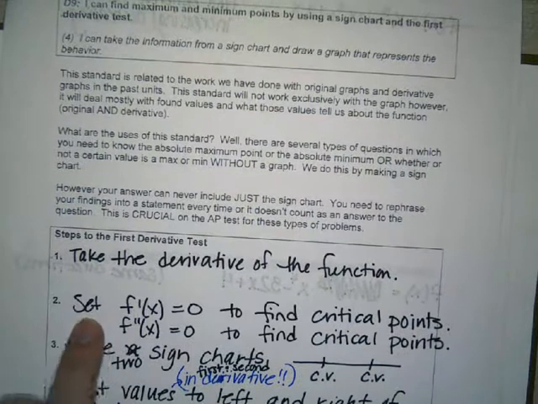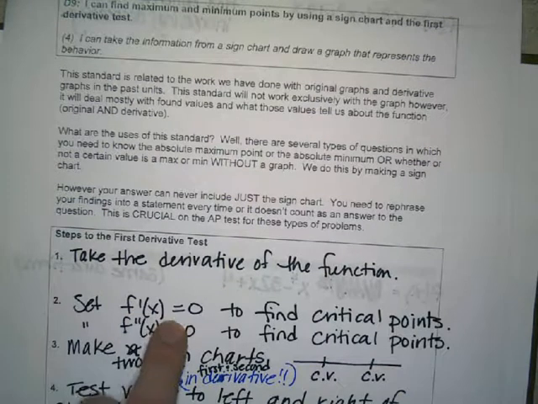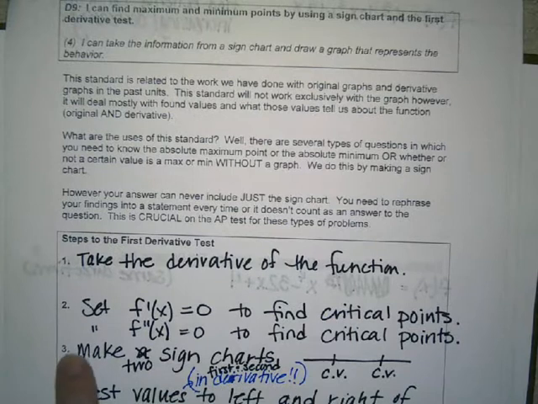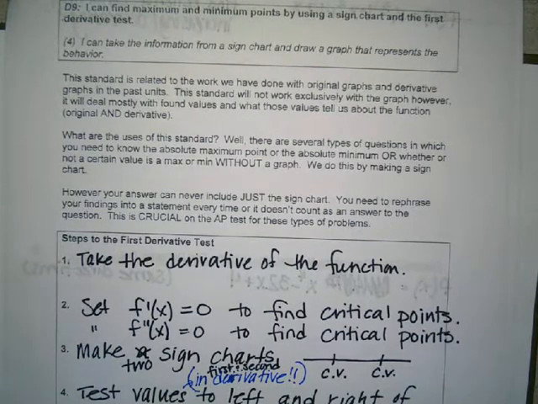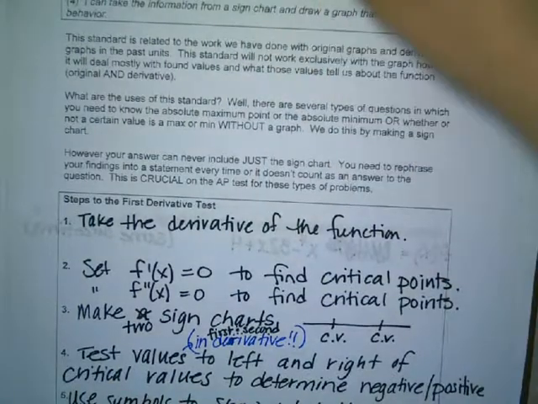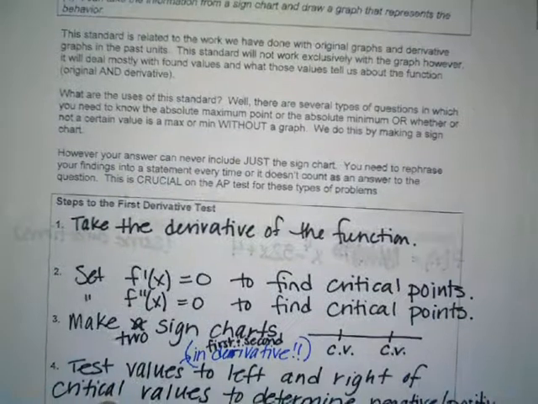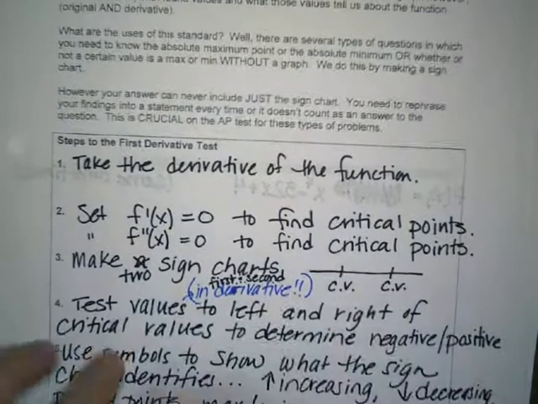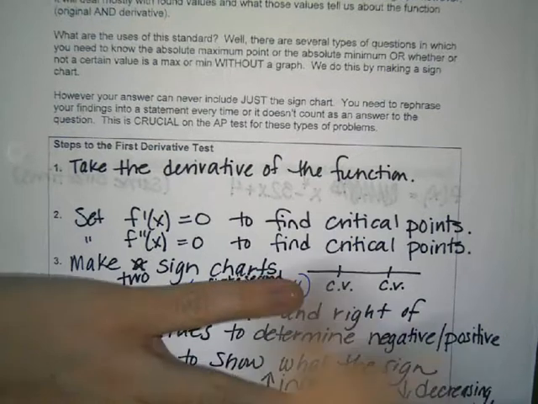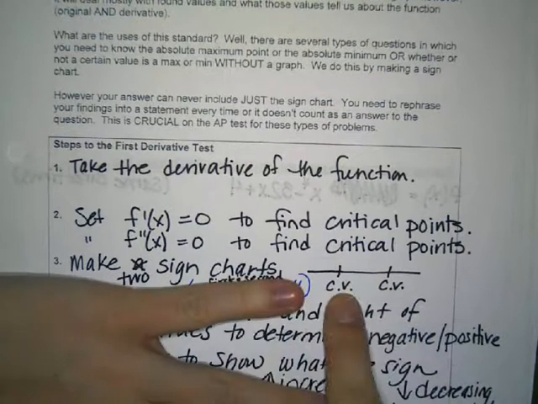All right, so we take the derivative of the function. We set the first derivative equal to 0 to find what we call critical points or critical values. And then we also take the second derivative and set it equal to 0 to find more critical points. Then we're going to make two sign charts. Now, ignore this. This goes with the next one. You're going to make two sign charts, and they're going to look something like this.